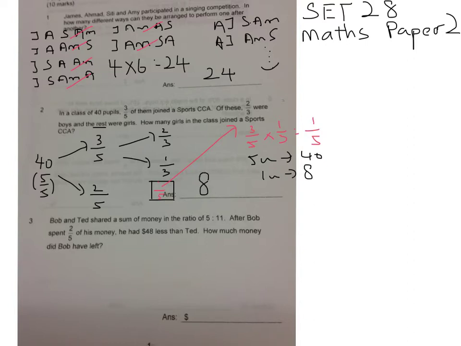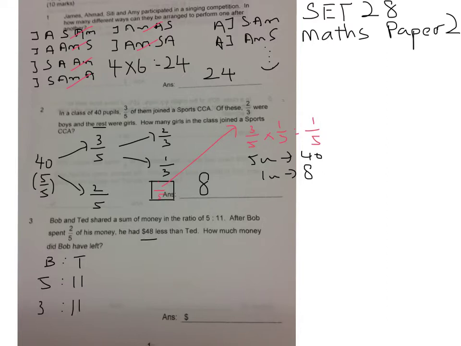Okay, we move on to question 3. Bob and Ted share a sum of money in the ratio 5:11. So Bob is to Ted, 5:11. After Bob spent 2 over 5 of his money, okay, so he left 3 units. Okay, Ted will still have 11 units.